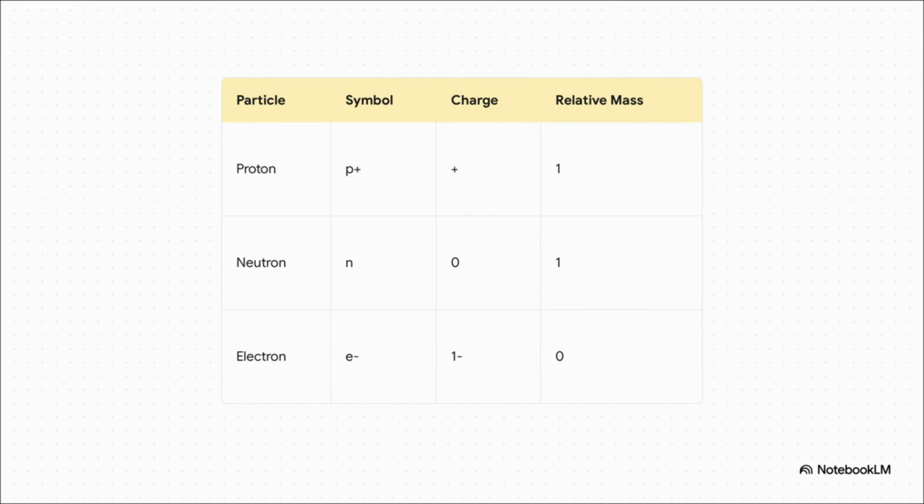Now, take a look at their mass. Protons and neutrons have a mass of about 1. They're kind of the heavyweights in the atom. But the electron? Whoa, look at that mass. It's so tiny, we pretty much say it's 0. That's going to be really important in just a minute.